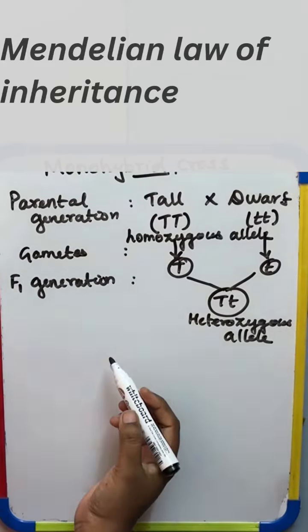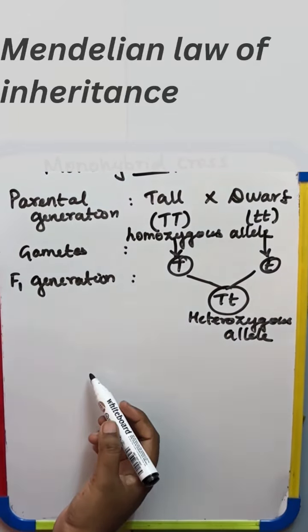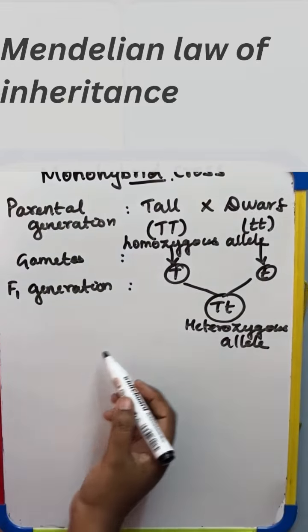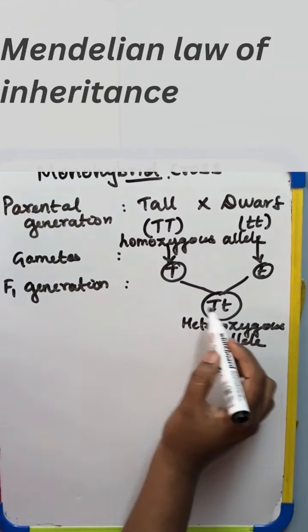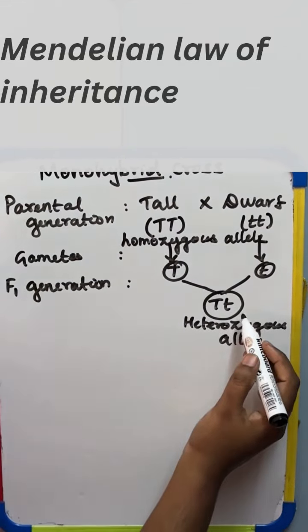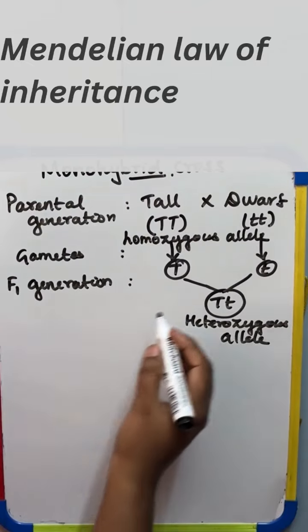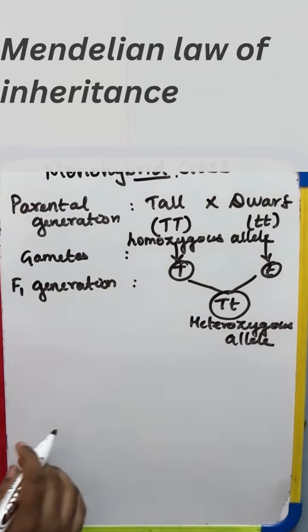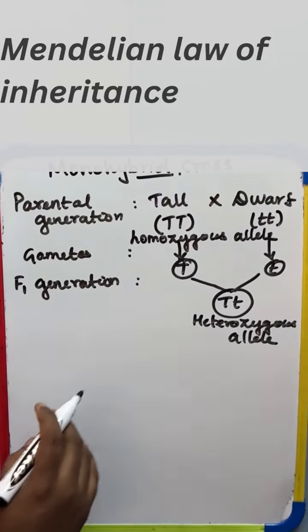Here he mentioned the law of dominance. In the F1 generation, the dominant allele will be expressed, and the recessive allele will be suppressed. And this he called the law of segregation. When you give a chance, the recessive allele will be expressed in the next generation. It will reappear in the next generation.